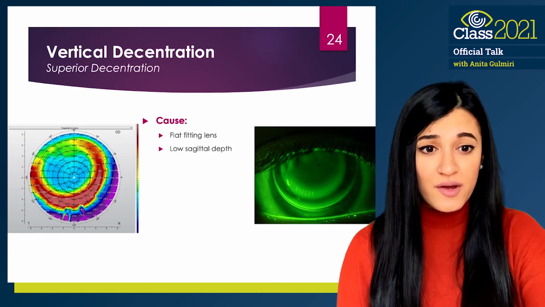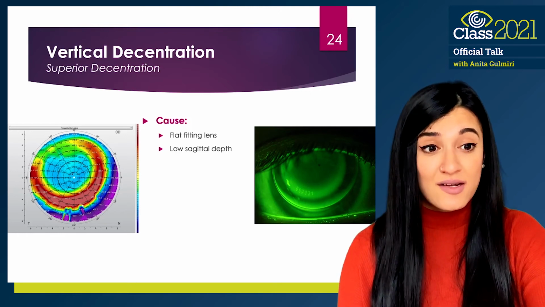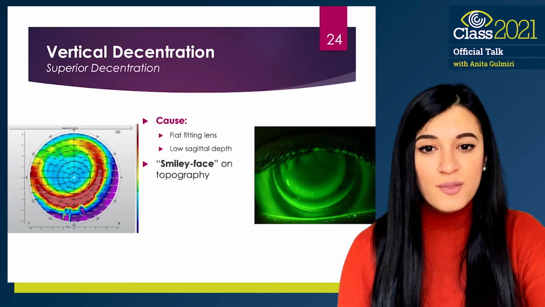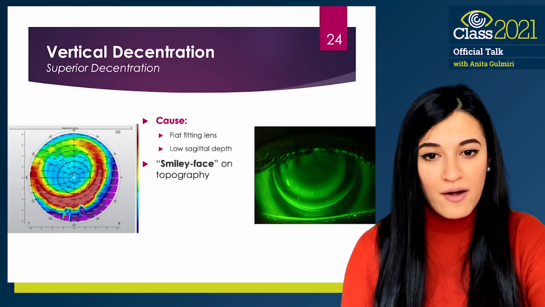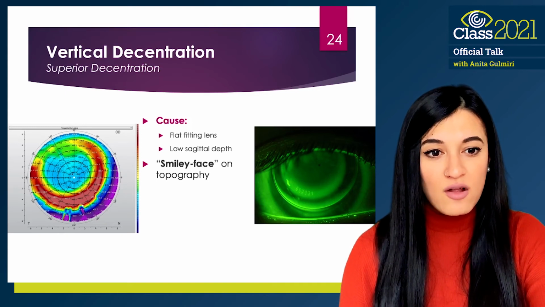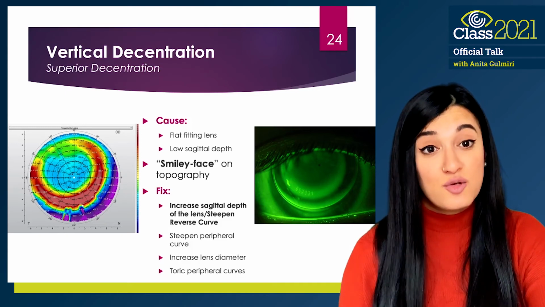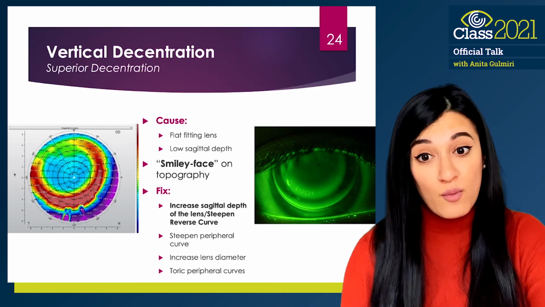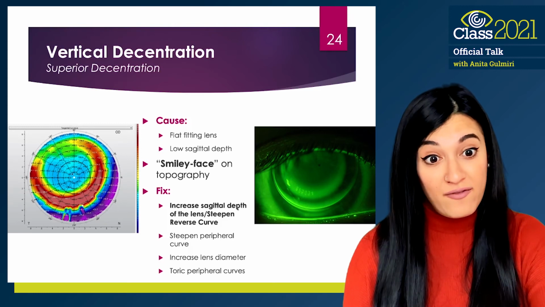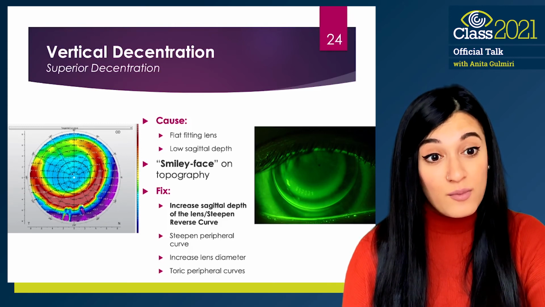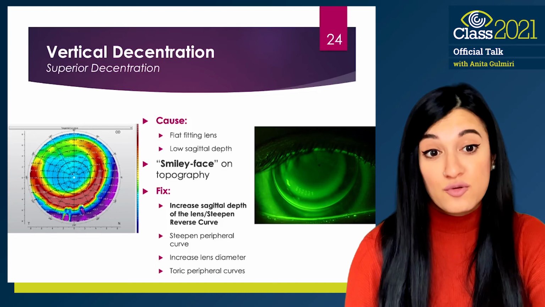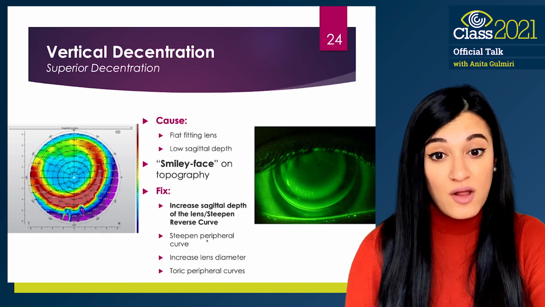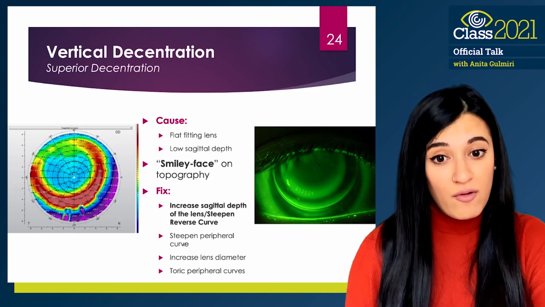So first up, with superior decentration, if that treatment zone is decentered superiorly, you effectively have a flat fitting lens. On the topography, you'll see the smiley face pattern, which ultimately means that your lens is too flat, it's riding high. So the more superior this red ring is, the flatter that fit is. So in these cases, you're dealing with low sagittal depth, or too flat of a lens or reverse curve. So what you'll want to do is increase the sagittal height, or steepen that reverse curve.